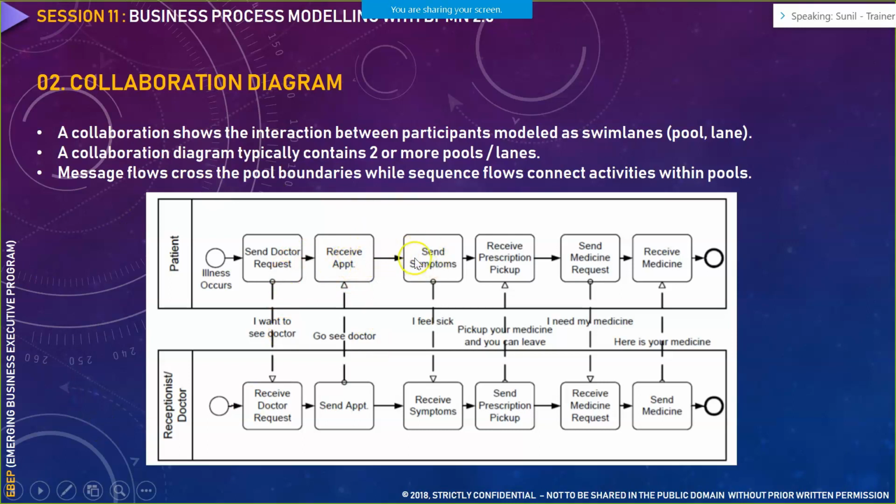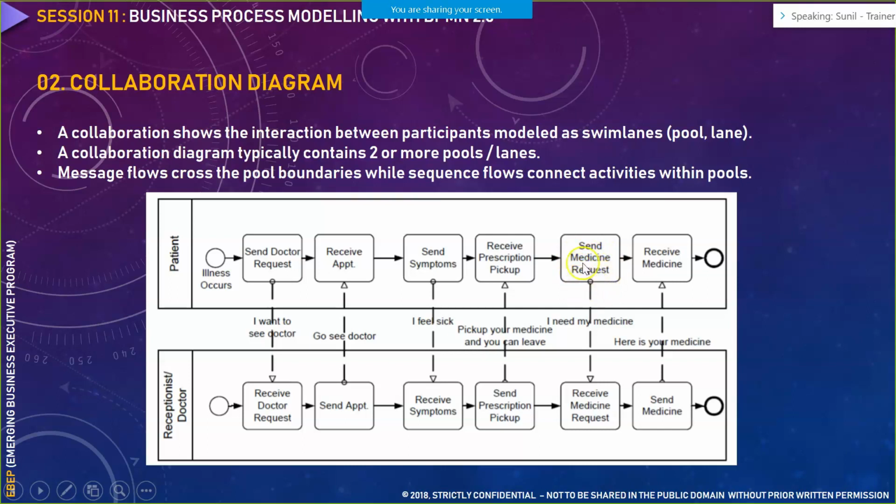After that, the patient sends symptoms after getting all the information during their appointment. So they discuss the symptoms in that appointment, and those symptoms are received by the doctor system. So the doctor receives those symptoms and sends a prescription. After the prescription is sent, the patient receives it. After the prescription has been received by the patient, he sends a medicine request. Okay, I have received your prescription. Now I would like to get this medicine.